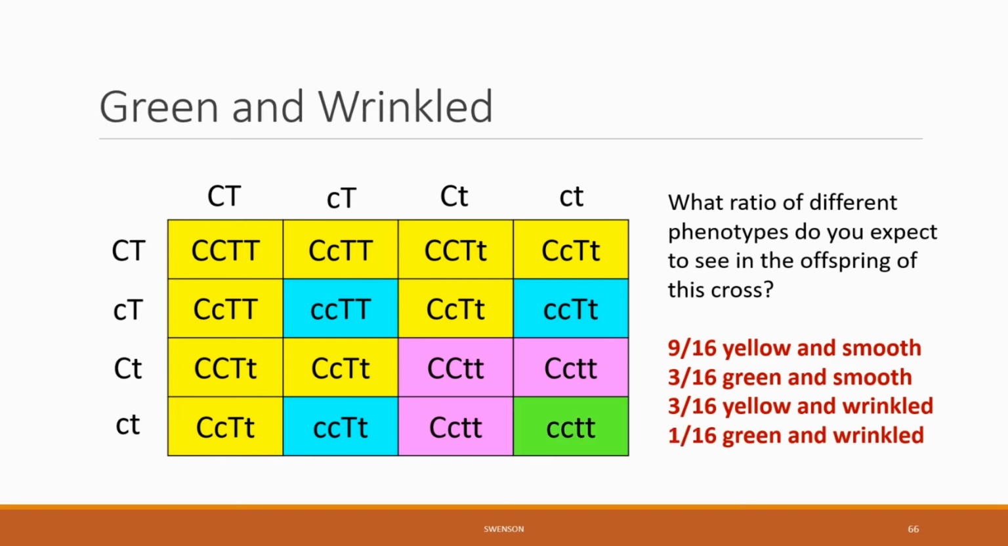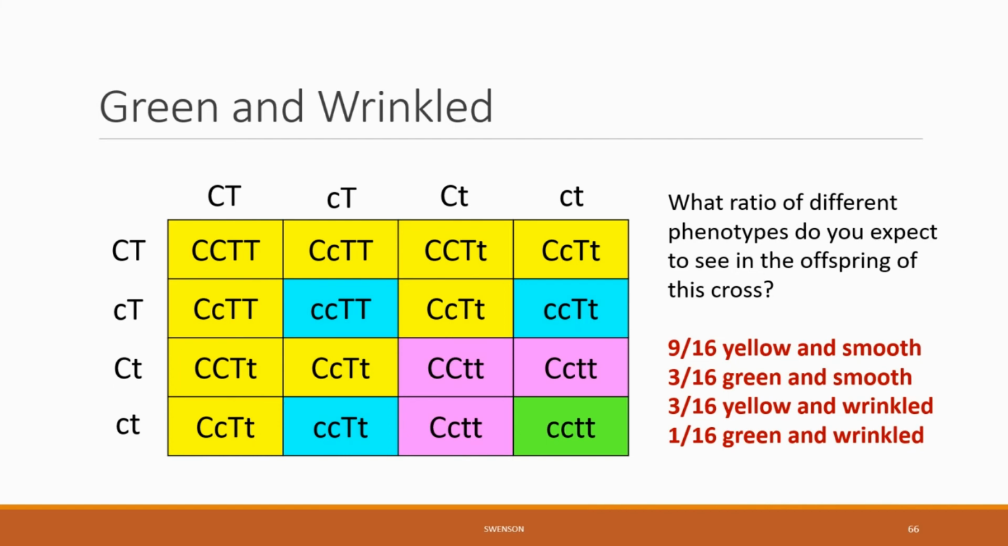And only 1 in 16 cells will be homozygous for green and wrinkled. It takes a gamete from both parents that are lowercase c and lowercase t to make this fertilized egg. And now we can see the ratios for the phenotypes of an F1 two-trait cross.